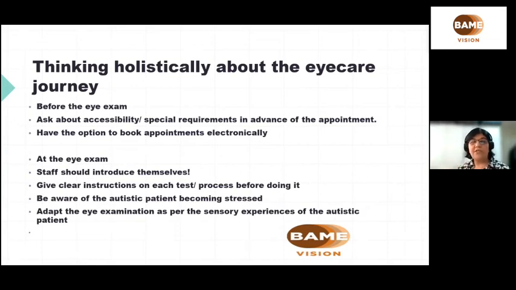If you give somebody a chance to book the appointment electronically, for example, it means that they can choose in their own time, in their own space, what they want and what they want to do. That's important. As we said before, staff should introduce themselves and give clear instructions and be aware that the patient might be becoming stressed, making sure that people have time. By that we mean, instead of saying, is it 1 or 2, and then quickly moving on, say, is it 1 or 2? Well, giving people a little bit of time to process what you're asking them, okay? And making sure that you're adapting the eye examination in the best way possible.